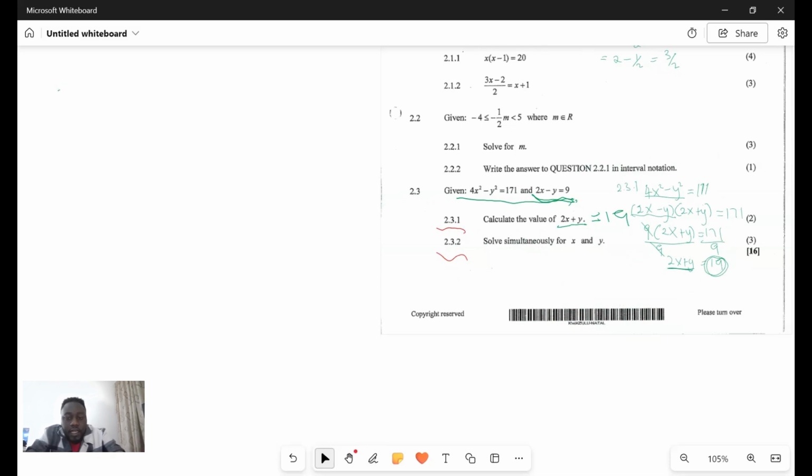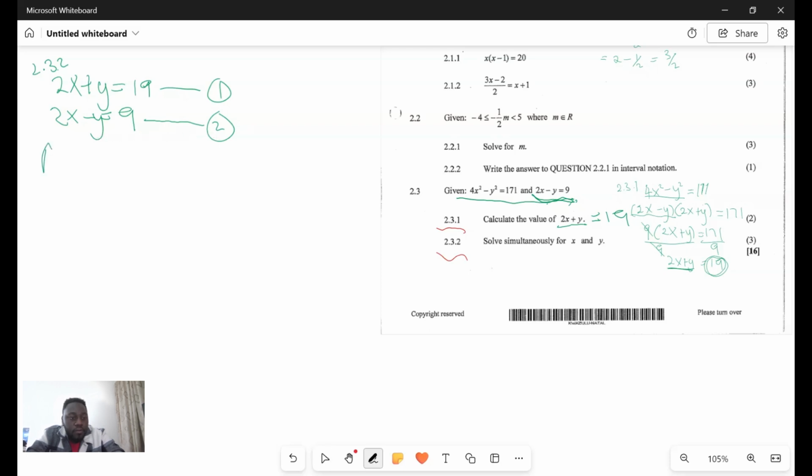So what we got now, this is equation 1. We got that 2x plus y is the same as 19, and we already know that we have 2x minus y equals to 9. So it means now, by the look of things, I can use that method of making the subject of the formula. So I'll choose to make y the subject of the formula, and I'll choose it on equation 2.